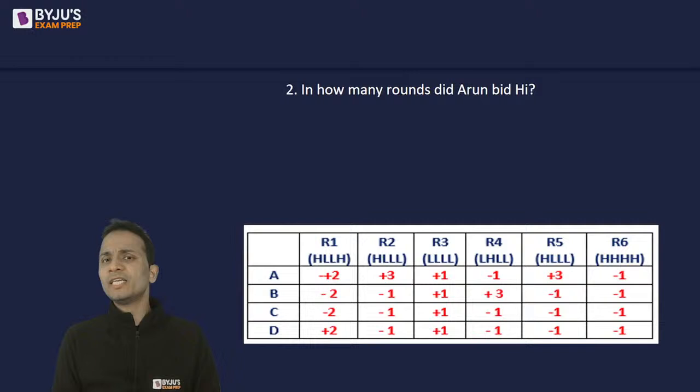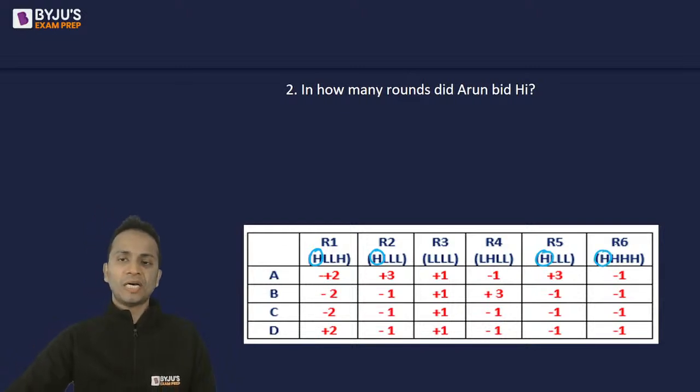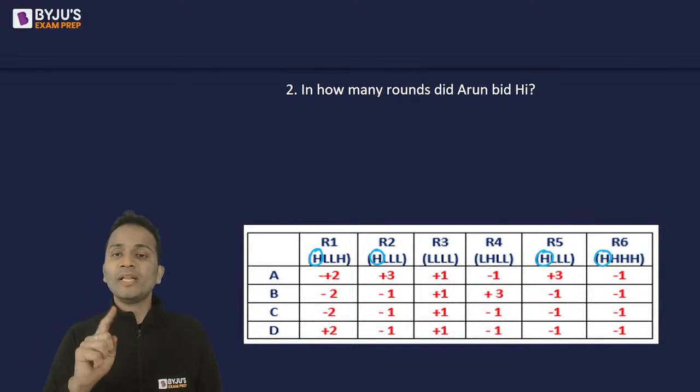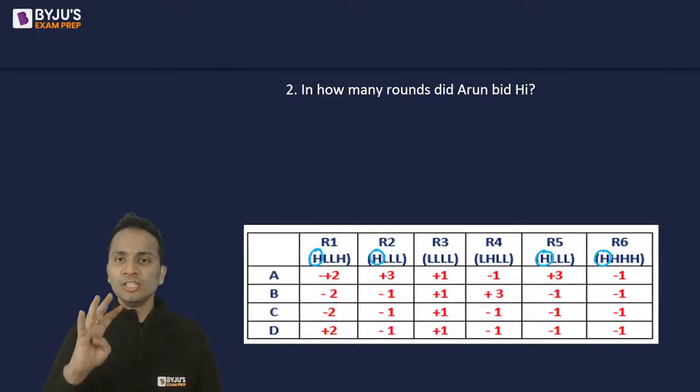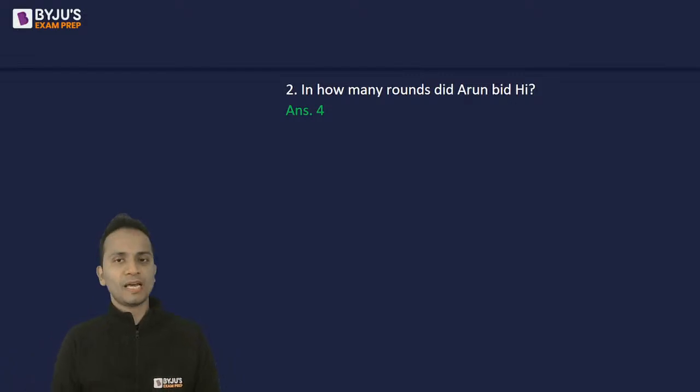In how many rounds did Arun bid high? So Arun was high in round 1, round 2, round 5, and round 6. Arun bid high in 1, 2, 5, and 6. So that means there are 4 rounds in which Arun bid high. Correct answer is 4.